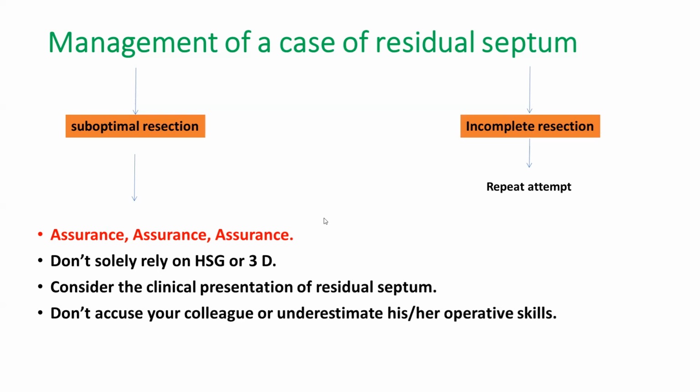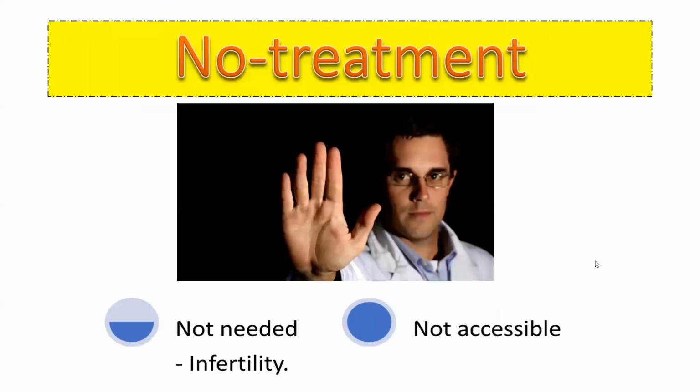But if it is incomplete resection, more than 1 centimeter, and the patient still has a problem with reproductive outcome or still has infertility, in such a case, you can subject her to repeat attempts. So don't rush to repeat an attempt of incision unless it is incomplete resection of more than 1 centimeter. If it is less than 1 centimeter, don't care about it.